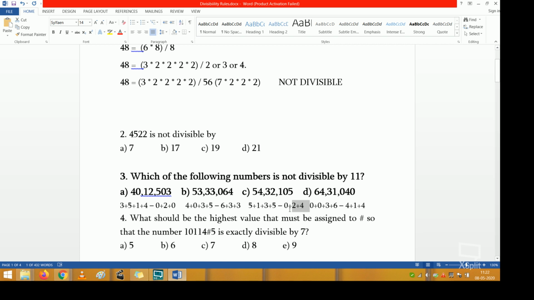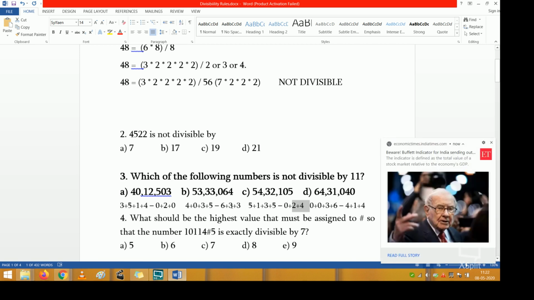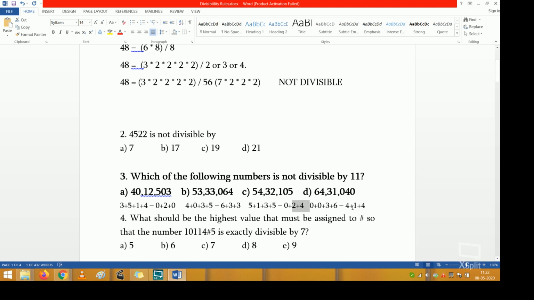Even if you're exposed to this method for the first time, you might feel this is a very lengthy process. No, it is not. It is a very easy process. You can do this within seconds. Trust me, within 5 seconds you can see if a number is divisible by 11 or not. And for four numbers, it will just take 20 seconds to answer this question. So we'll continue.